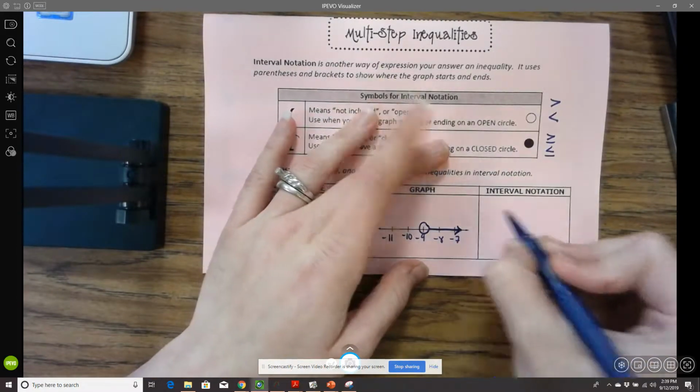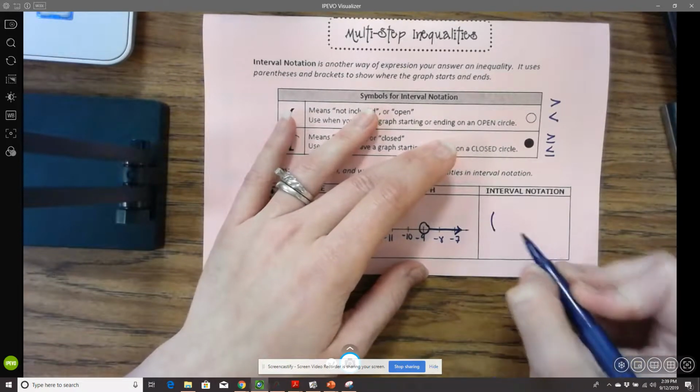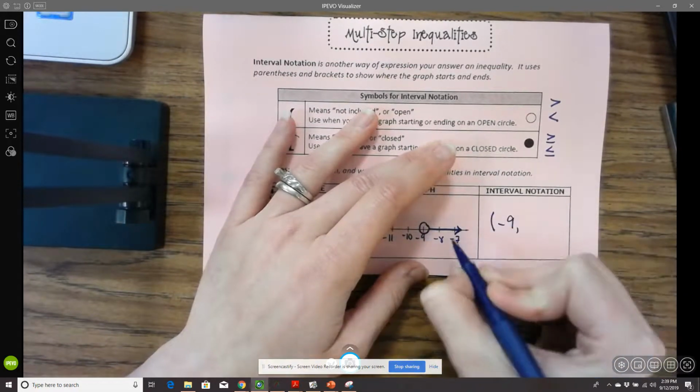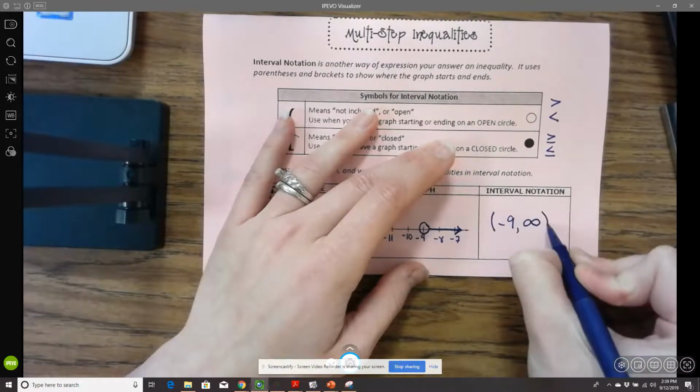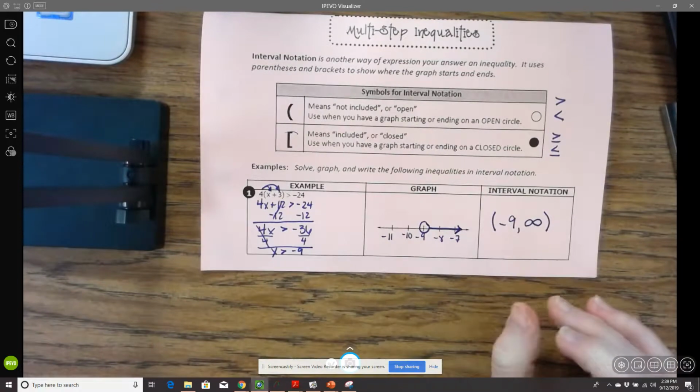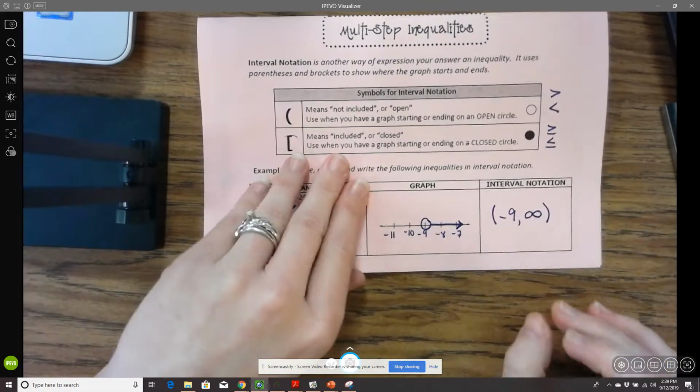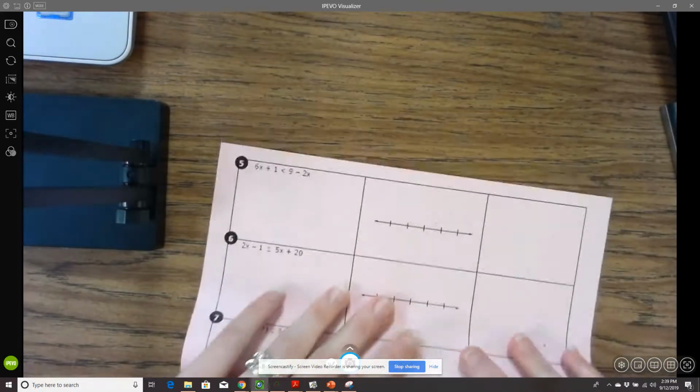Again, it's an open circle, so we would use a parenthesis and then write negative 9. And since this arrow has no end, we use the infinity sign. And we close with another parenthesis. Okay, so that's the interval notation on the inside.